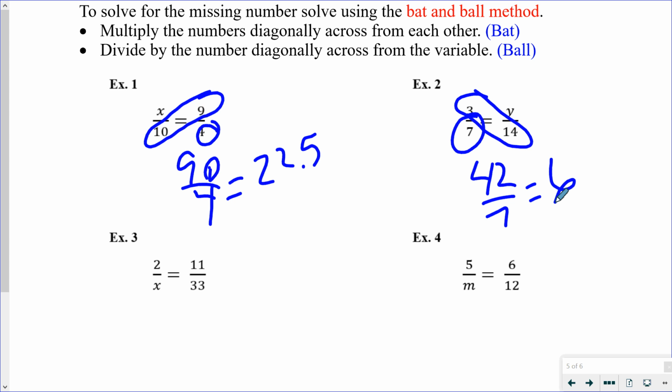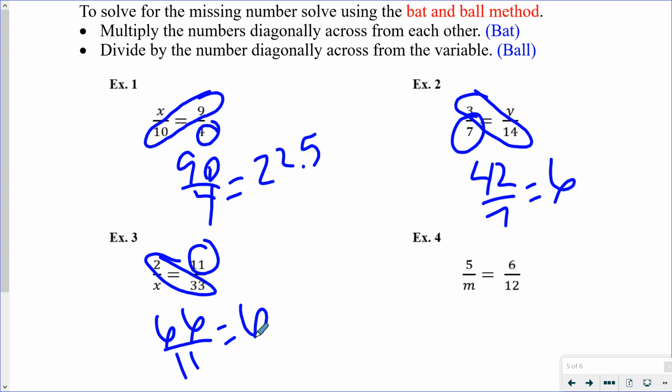In example 3, the variable is now in the bottom left. So the bat changed. So find the 2 numbers that are diagonally across from each other, circle them, that's your bat, and circle the ball. So 2 times 33 is 66. Divide that by 11, you end up with 6.